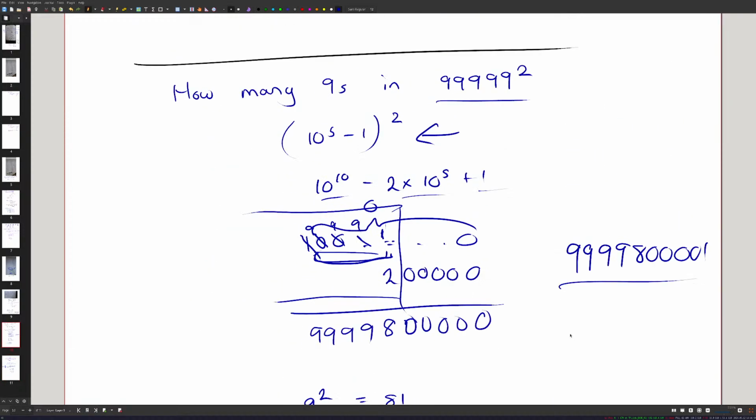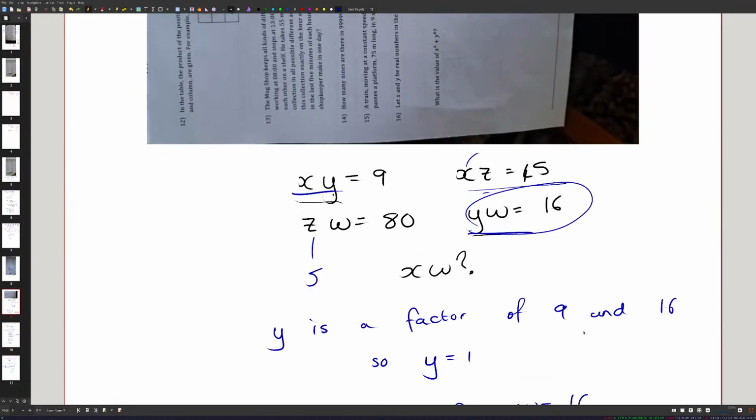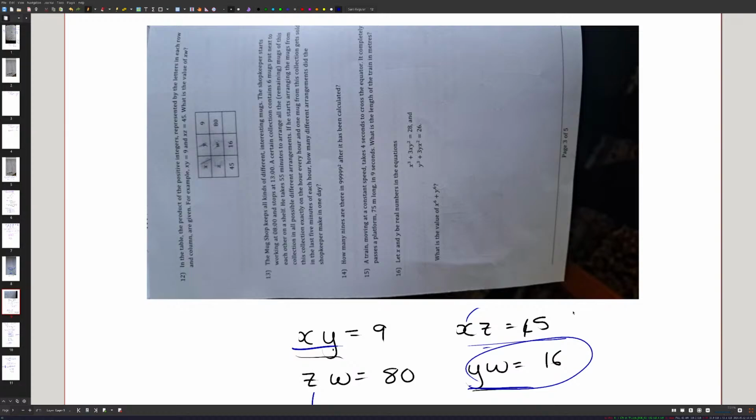Although 60 meters I think is quite long for a train. I don't know, I don't have intuition for how, well, I expect trains to be faster than that. I don't know how long I expect a train to be.